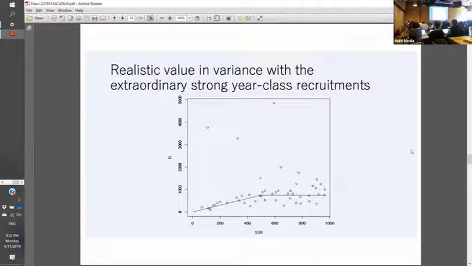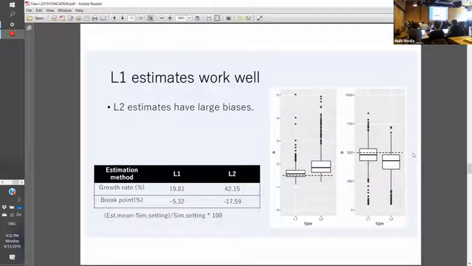Here is the case where strong year class recruitment occurs. You can see three points of strong year classes. This is the result, and as you can see, the L1 method estimates the simulation-based values well in both parameters, growth rate and breakpoint. And the bias is less if we use the L1 estimation.